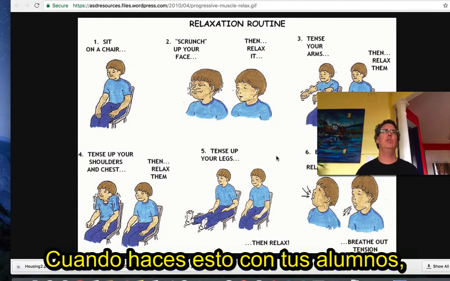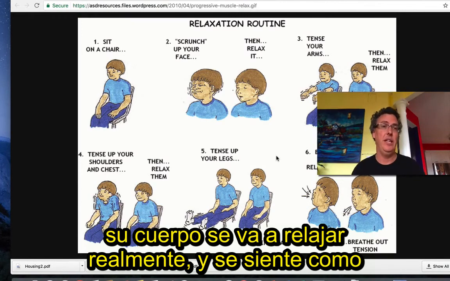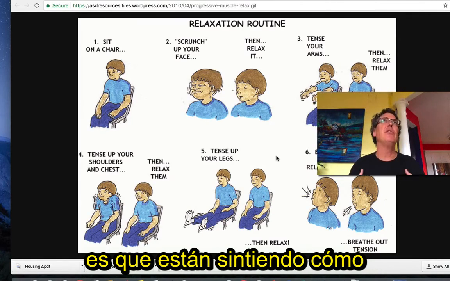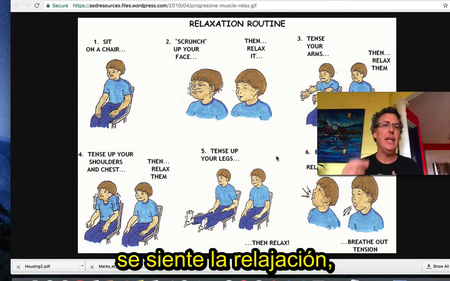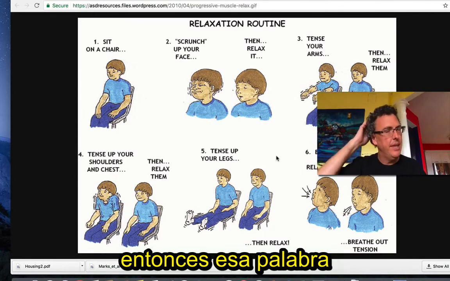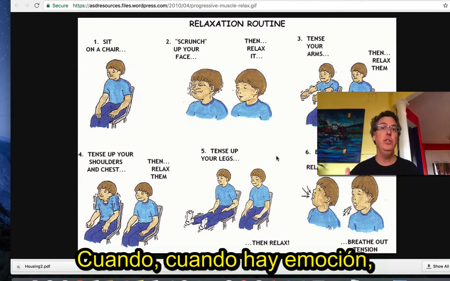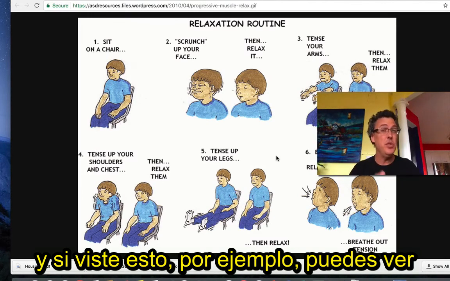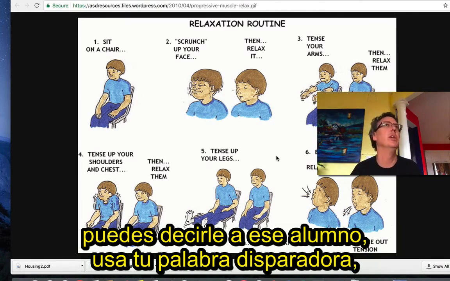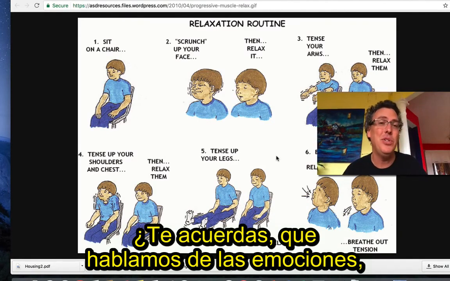When you do this with your students, first of all, they will love it. Their body will feel very relaxed, and it feels like you've had a nice massage almost. But the important thing is they're feeling what relaxation feels like, and they're associating that with the word. And if they do this on a regular basis, then that word becomes a tool for them. When there's emotion involved in the classroom, you could see a student being emotional, and you could tell that student, use your trigger word. Come on back to us. Come on, relax. You're upset right now. Remember, we talked about emotions and how they come about.